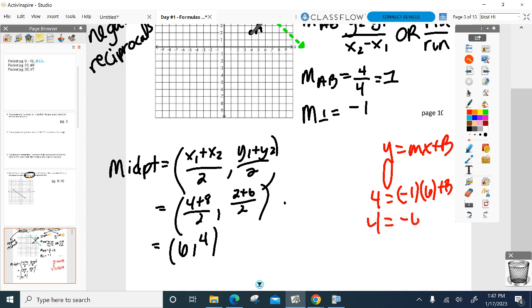Four equals -6 plus b. Move that 6 over. Your b value is 10. And all you need to do from here is put them together. Write the equation.